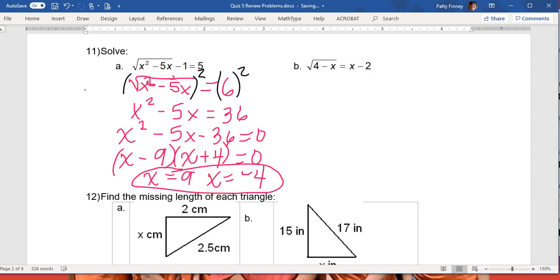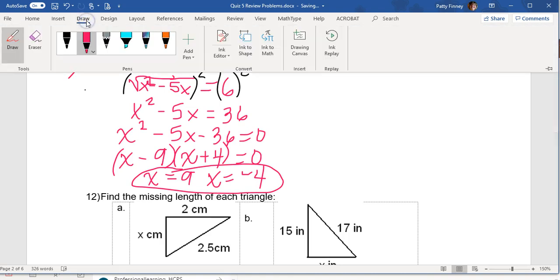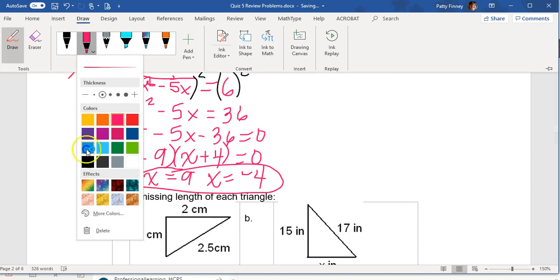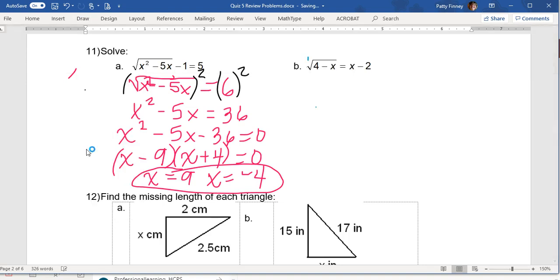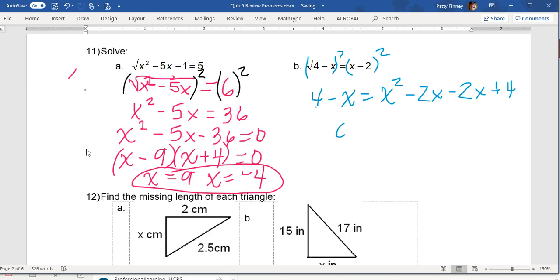Okay? Let me just pause here for a moment. Alright, and then the last one we're going to do, we're going to have to square both sides here. So let's do that. So we're going to square both sides. So that gives us 4 minus x equals, and then when we square this, we get x squared minus 2x minus 2x plus 4.